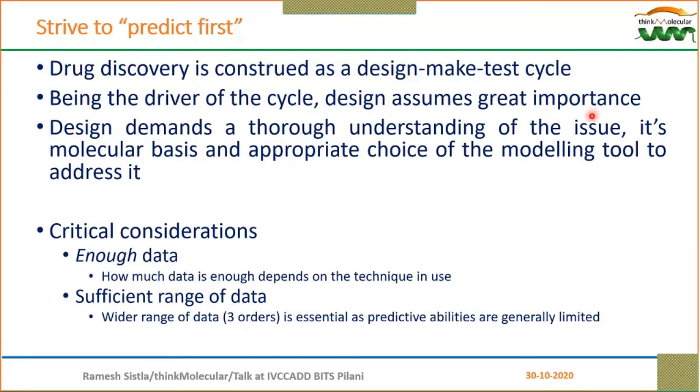Is it an enzymatic potency that we are going to solve? Is it a selectivity that we are going to solve? Is it a cell-based potency that we are trying to optimize? What is the molecular basis of it? Is there a molecular basis after all for this? There would be a molecular basis, but do we know about that?